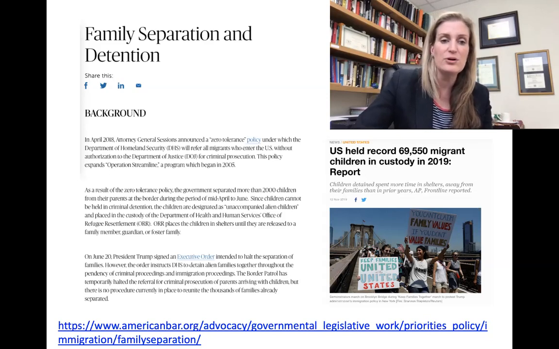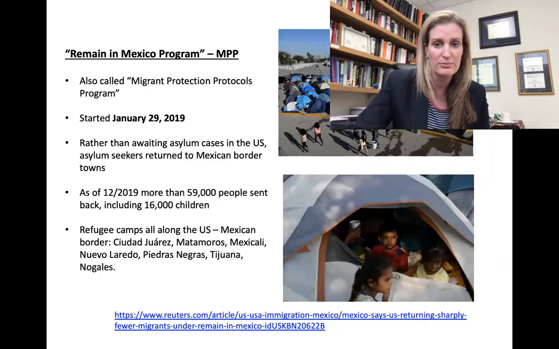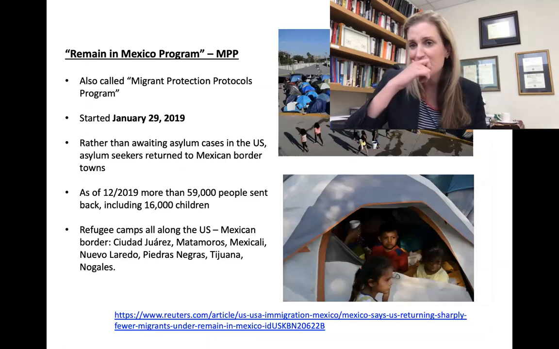The executive order that President Trump signed on June 20th of that year was intended to bring that to a halt, although in practice this is still happening. And there has been no policy put in place to formally reunite these people with their children. There are lots of concerns about these kids getting lost in foster care in the United States. It's just a real horrible tragedy.